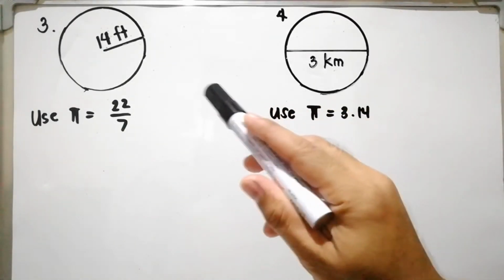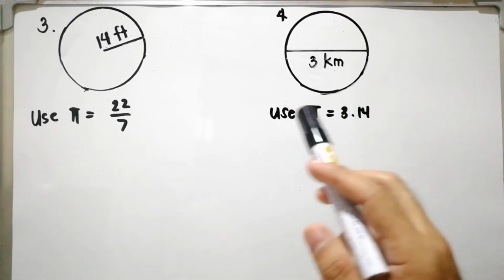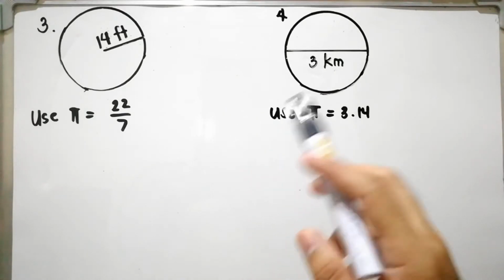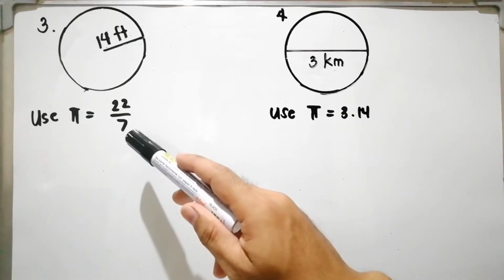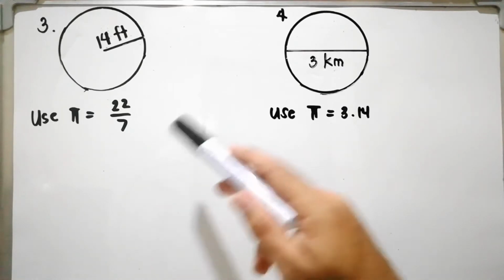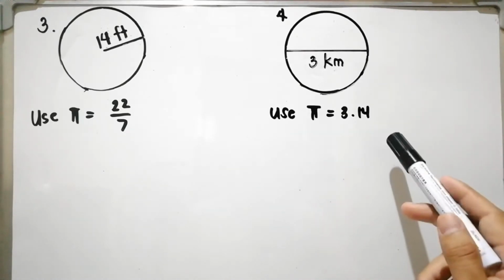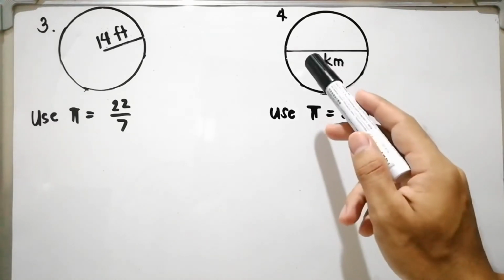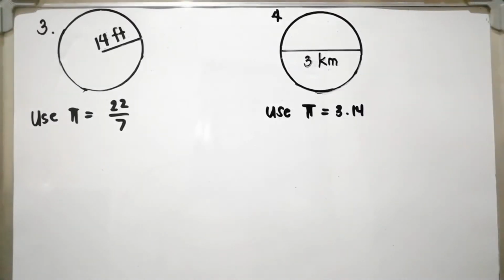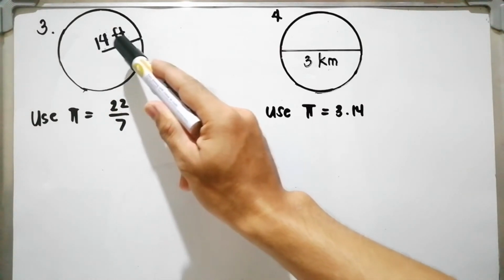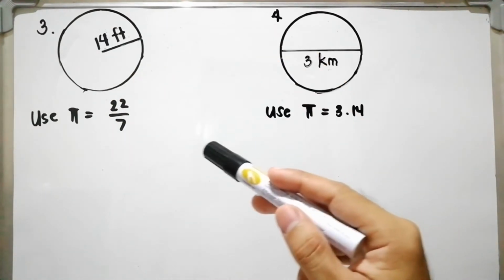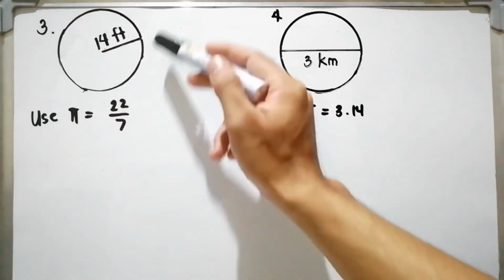Okay, let us have example number 3 and example number 4. Let us find the circumference and area of the circle. For item number 3, use pi equal to 22 over 7 as an approximation, and use pi equal to 3.14 as an approximation for item number 4. For item number 3, the given is the radius, which is 14 feet. Again, let us find the distance around the circle.